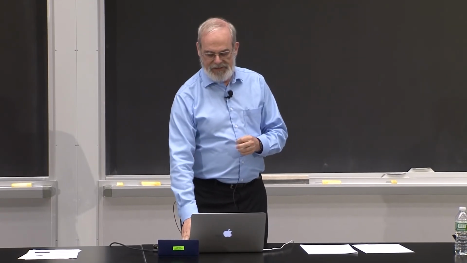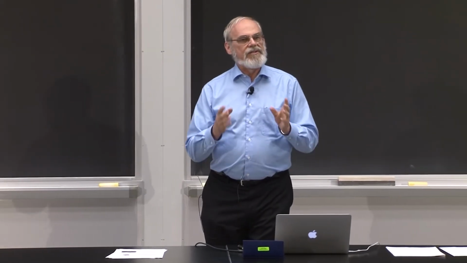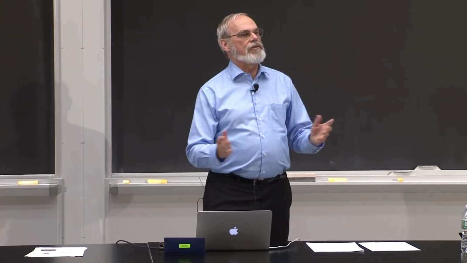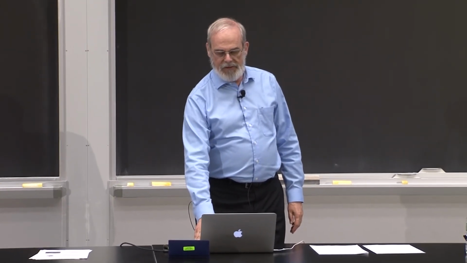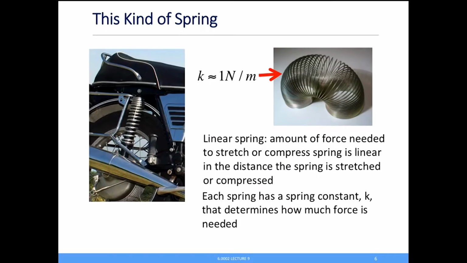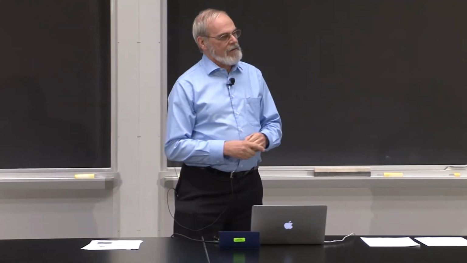Associated with these springs, there is something called a spring constant, usually represented by the letter k, that determines how much force you need to stretch or compress the spring. Now, it turns out that the spring constant can vary a lot. The slinky actually has a very low spring constant. It's 1 newton per meter. The spring on the suspension of a motorcycle has a much bigger spring constant. It's a lot stiffer, 35,000 newtons per meter. And just in case you don't remember, a newton is the amount of force you need to accelerate a 1 kilogram mass 1 meter per second squared. We'll come back to that in a second.